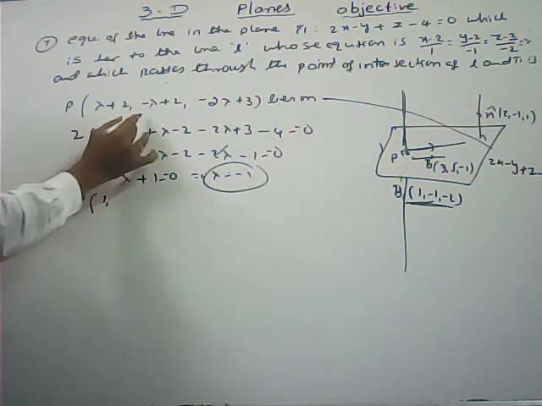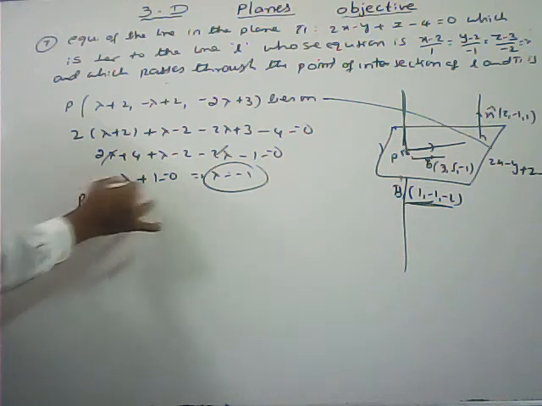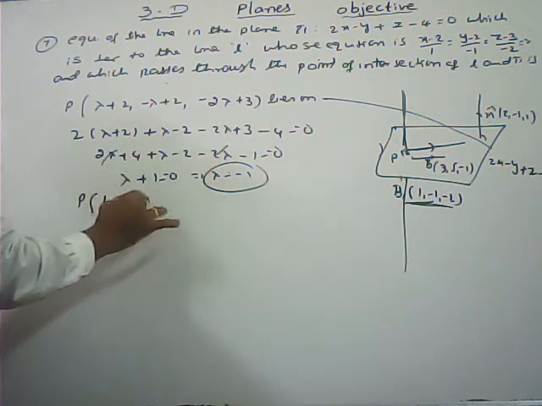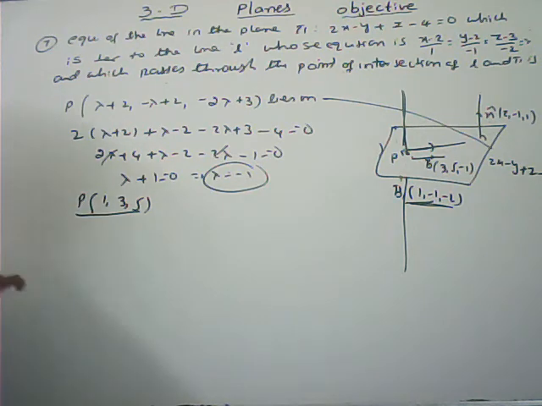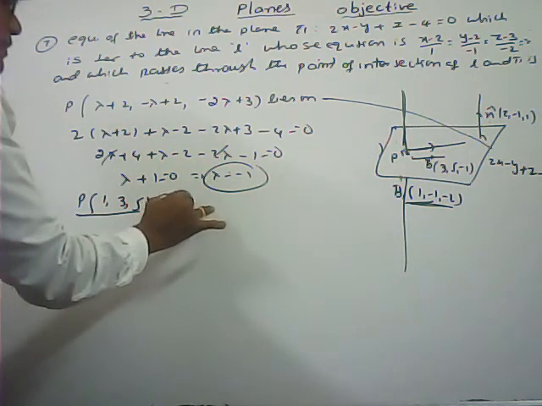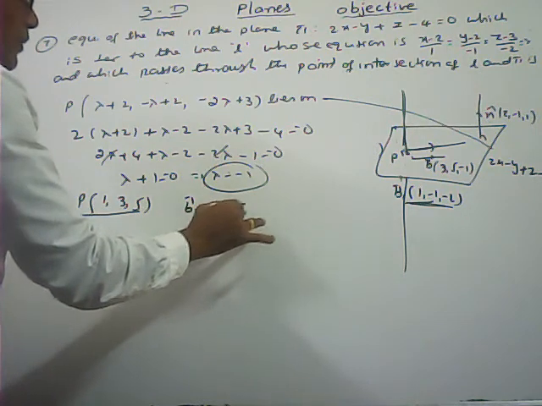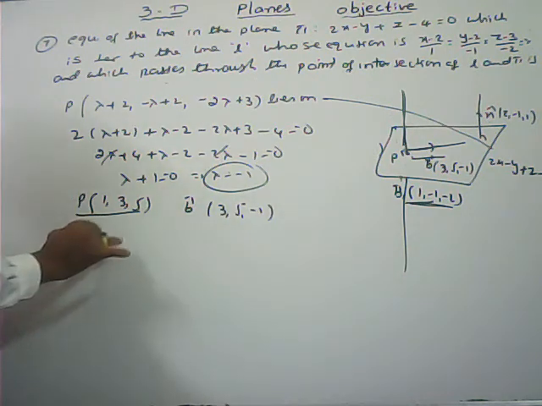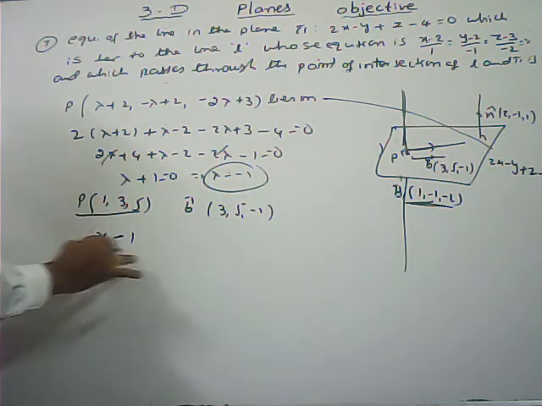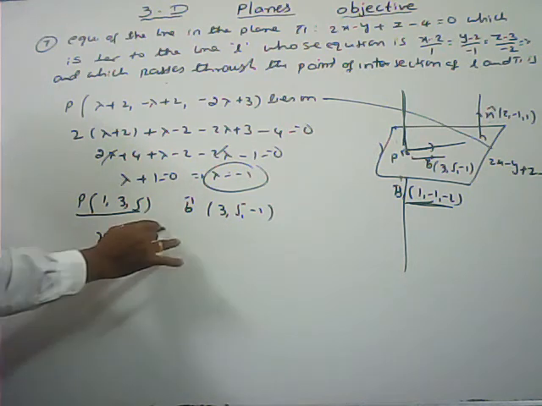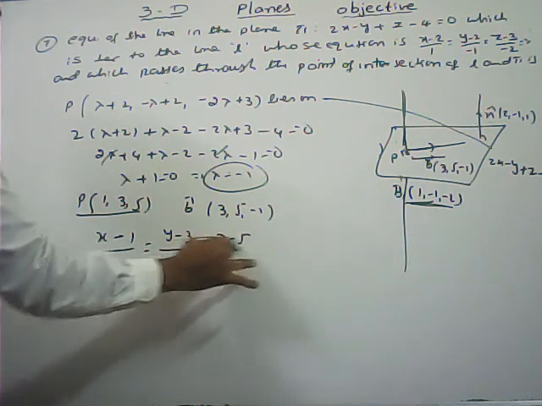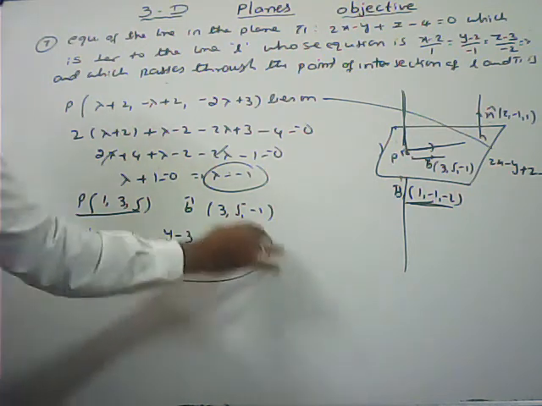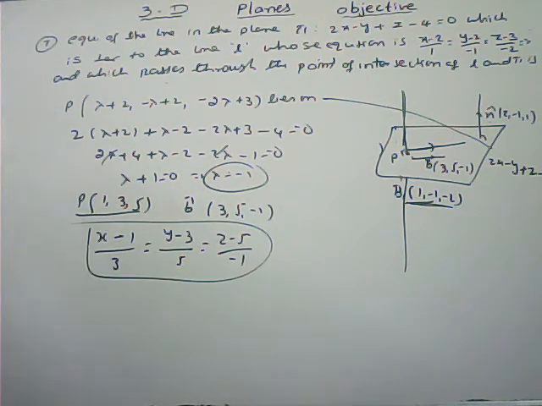P is 1, 3, 5. So the required line passes through this point and is parallel to the dr's 3, 5, minus 1. Then what about the equation of the line? x minus x1 by a, y minus y1 by b, z minus z1 by c. This is the Cartesian form of the equation of the line.